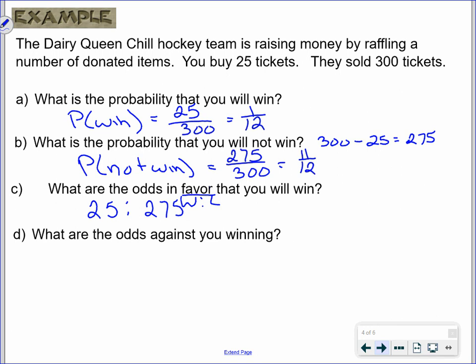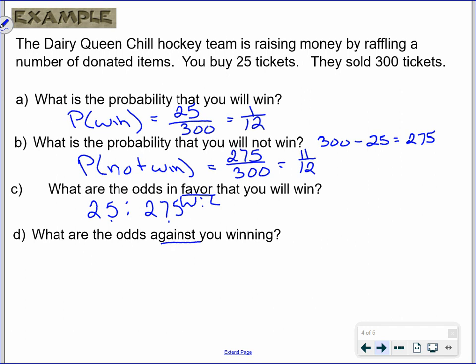So notice that there are 300 tickets sold, but 300 is not in the odds. But if we added up the wins with the losses, you would get to 300. What are the odds against you winning?